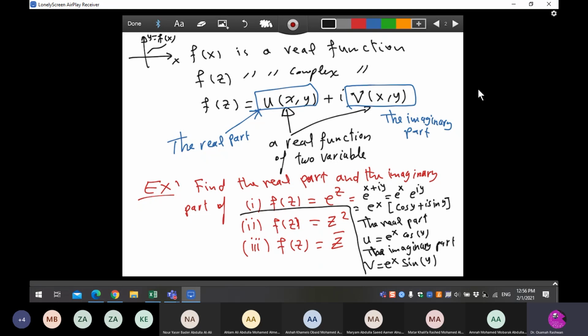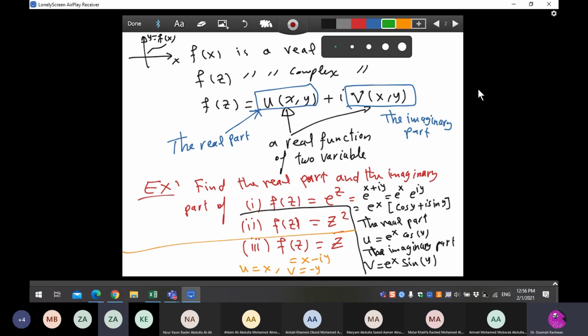What is z square? Z bar is easy. It is x minus IY. So u will equal x and the imaginary will be minus y, right? What's left? f of z square. We make it x plus IY squared and then we expand. Yes, yes, yes. So what's u and what's v?